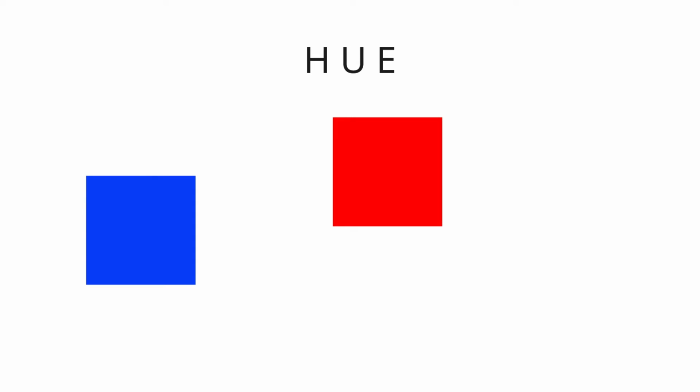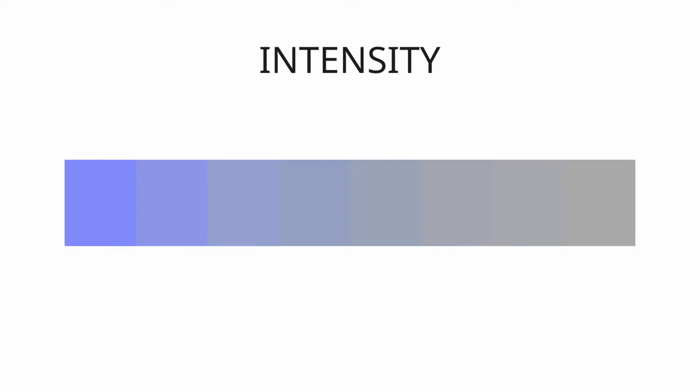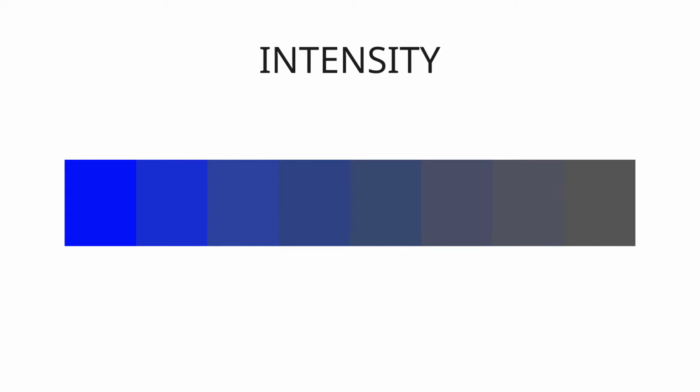Color has 3 properties: hue, value, and intensity. Hue is the name that we give to a color like red, blue, green, and yellow. Value is how dark or light the color is. Intensity refers to saturation or purity of a color. High intensity means the color is really bright, and low intensity means the color looks grayed out.